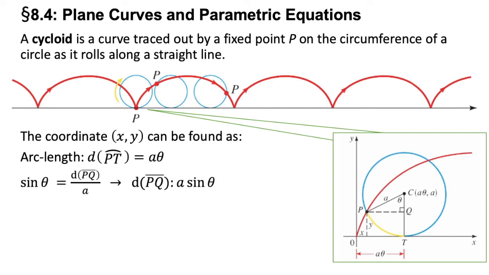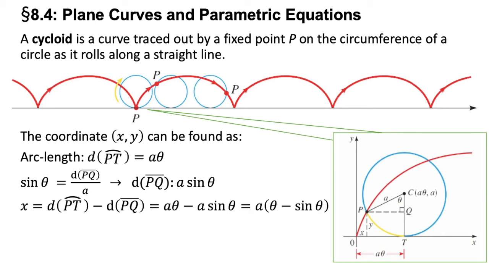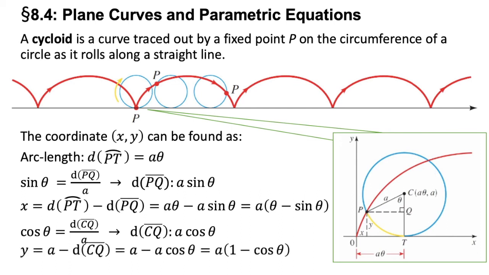Sine of theta equals the distance of the line segment PQ over a, which gives us the distance of PQ as a sine theta. The x-coordinate of point P is the arc length minus the distance of the segment PQ. So x = a(theta - sine theta). We also know that cosine of theta equals the distance of the segment CQ over a, hence the distance of the segment CQ is a cosine theta, and the y-coordinate is the radius minus the distance of the segment CQ. So y = a(1 - cosine theta).